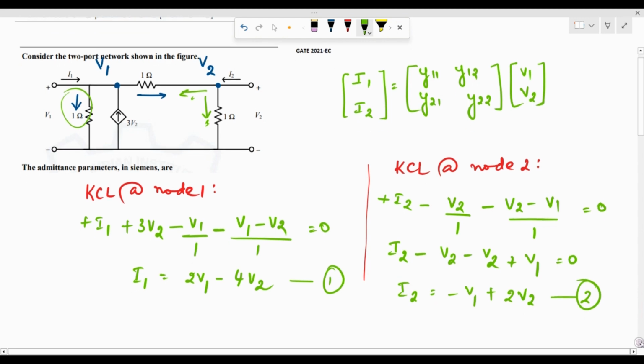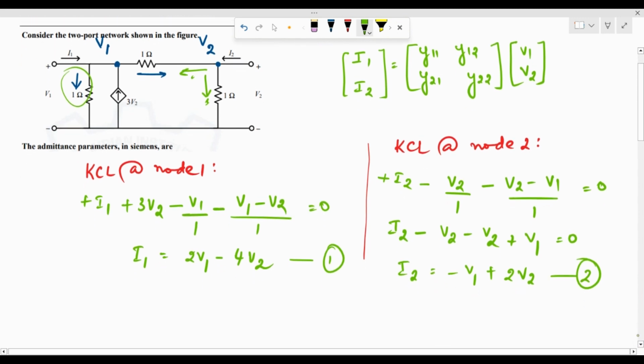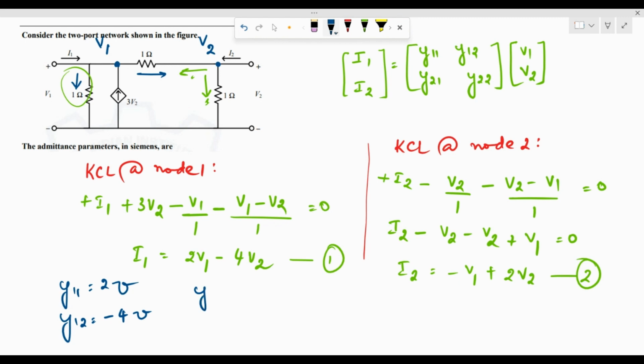And from the two equations over here, we observe that the coefficients of V1 and V2 for the first equation give Y11 being 2 mho. Sorry, in this case this is 2 mho because these are Y parameters. And Y12 is equal to minus 4, Y21 is equal to minus 1, and Y22 becomes equal to 2.